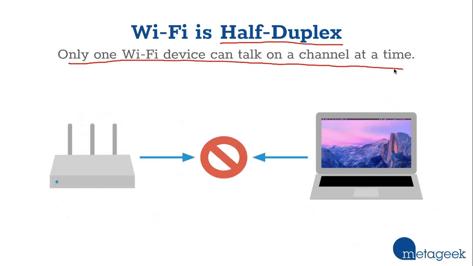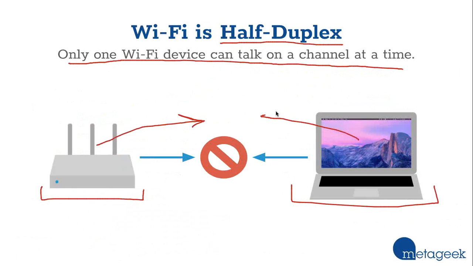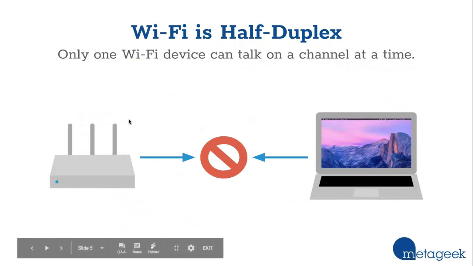Only one Wi-Fi device can talk on a channel at a time. If we have an access point and it transmits at the same time as a client device like this laptop, they're just going to cancel each other out and they're not going to be able to understand each other. Only one device can talk at a time.